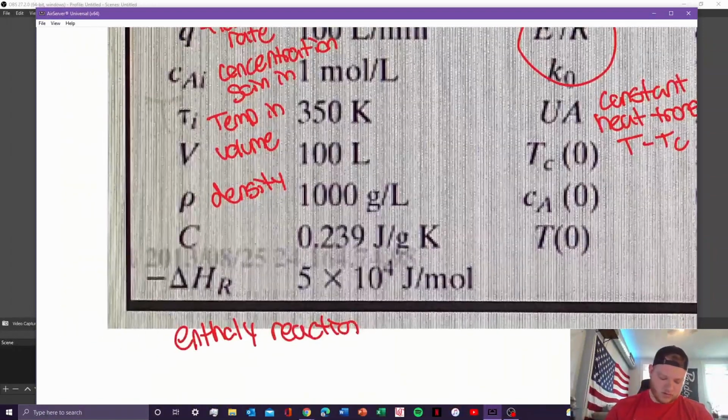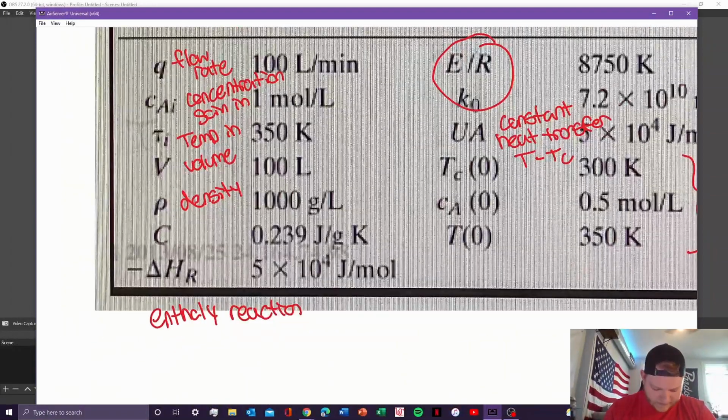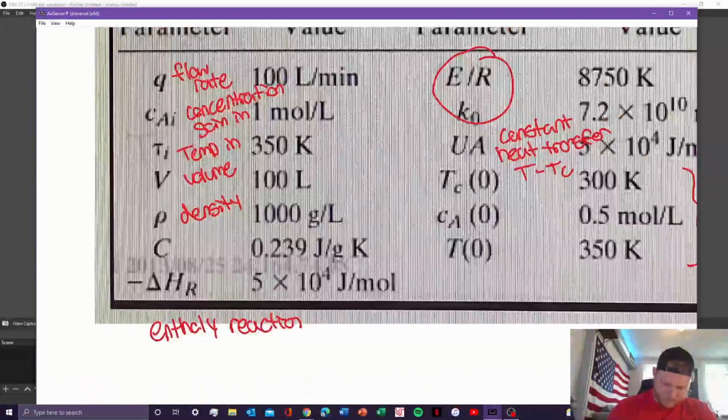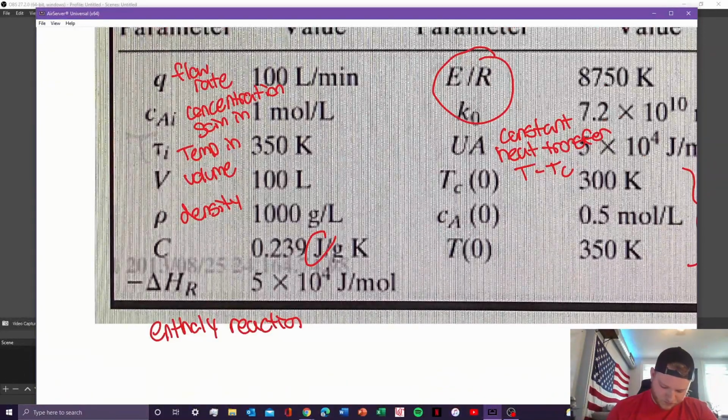Back to C. What is C? C is it relates to energy, obviously because we have joules per gram Kelvin.